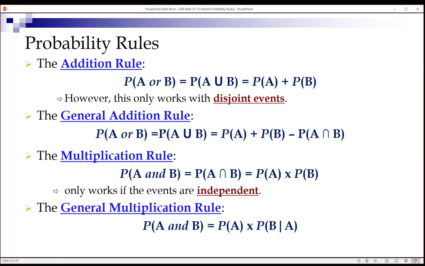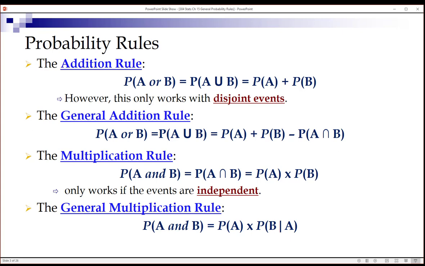So here are the formal rules of probability. We have the addition rule, which is the probability of A or B is the probability of A plus the probability of B, as long as they're disjoint. We also have the probability of A or B, where we have to subtract the intersection. That's called the general addition rule.